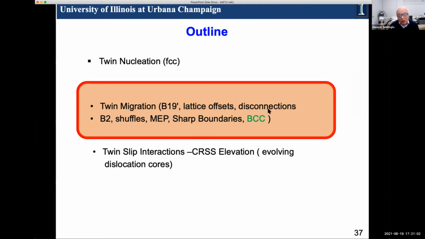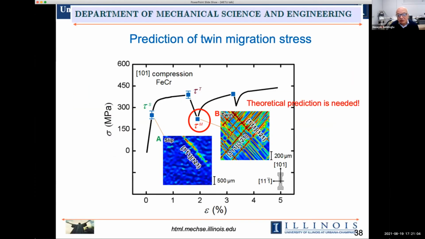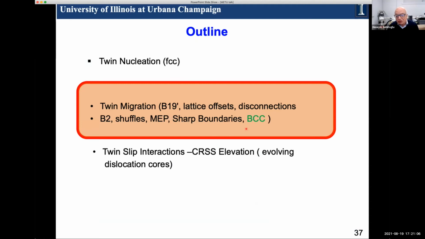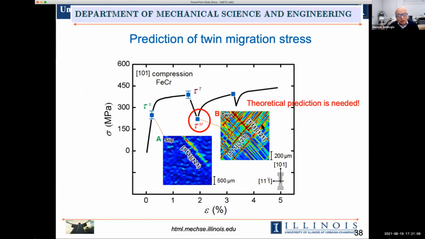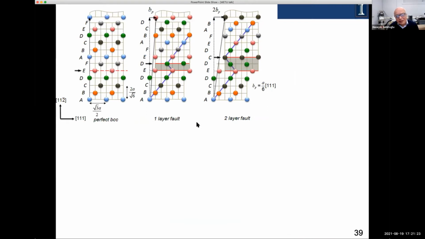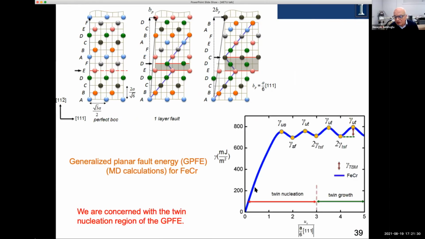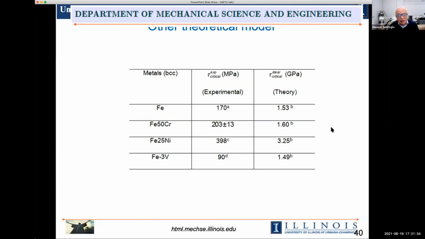So I would like to say a few things about BCC. The BCC is also a bit complicated. We have slip nucleation, twin nucleation, and twin migration, so there are three kinds of parameters. And the migration is the same idea to get the energies. And this happens to be iron chromium, gamma US, gamma UT, etc.